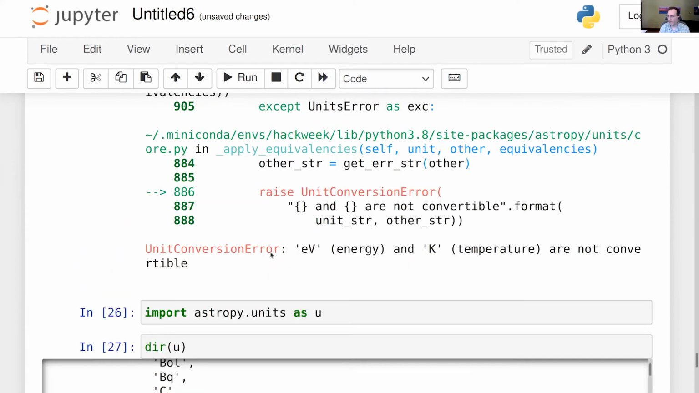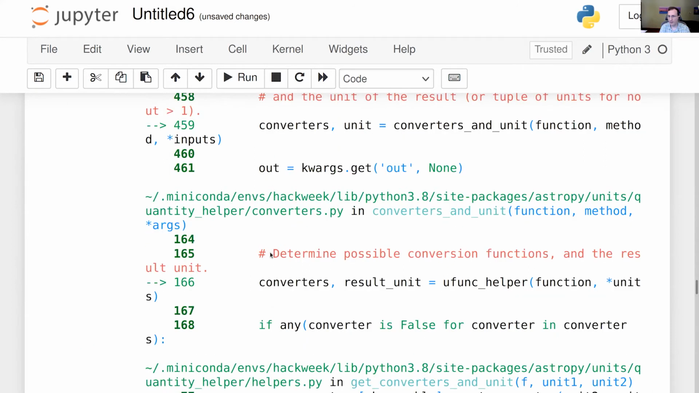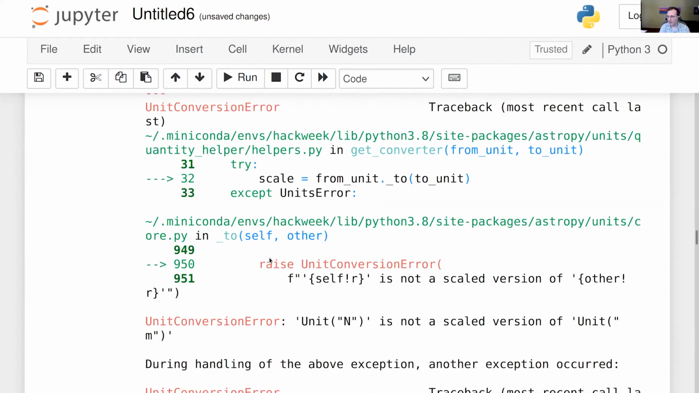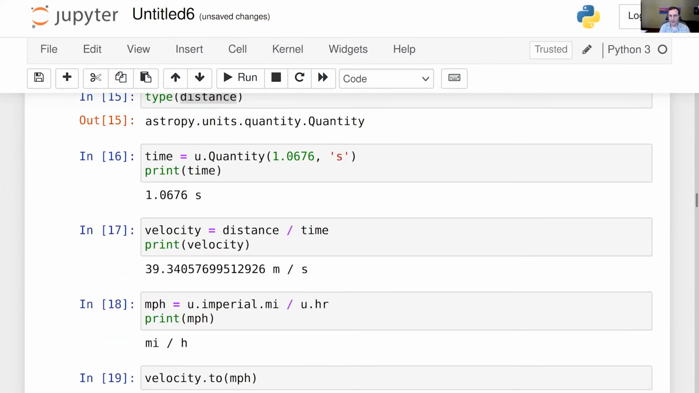So scroll up to the time cell. So time equals u.Quantity, 1.0676 seconds. And we'll be covering astrophysics constants in a few minutes.